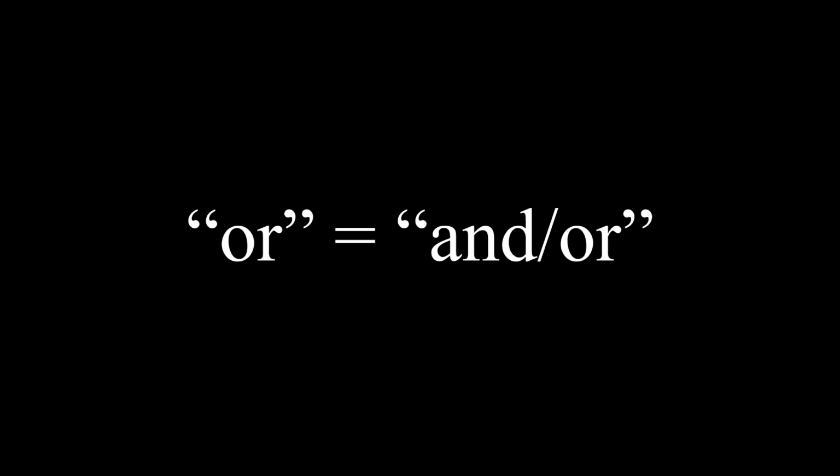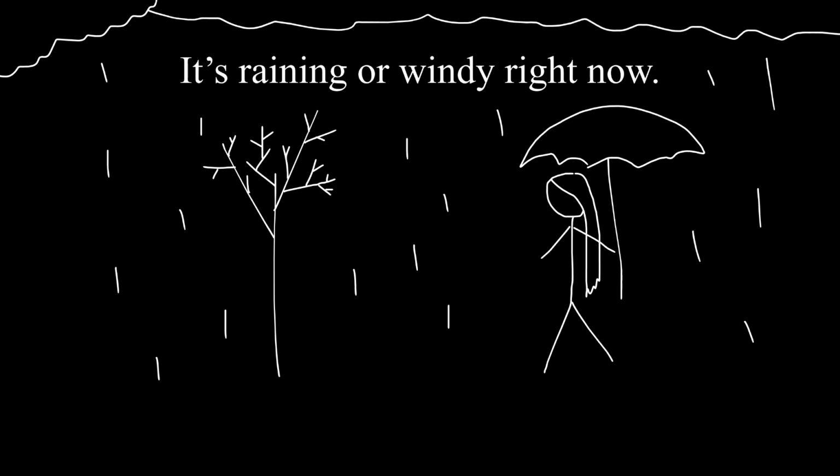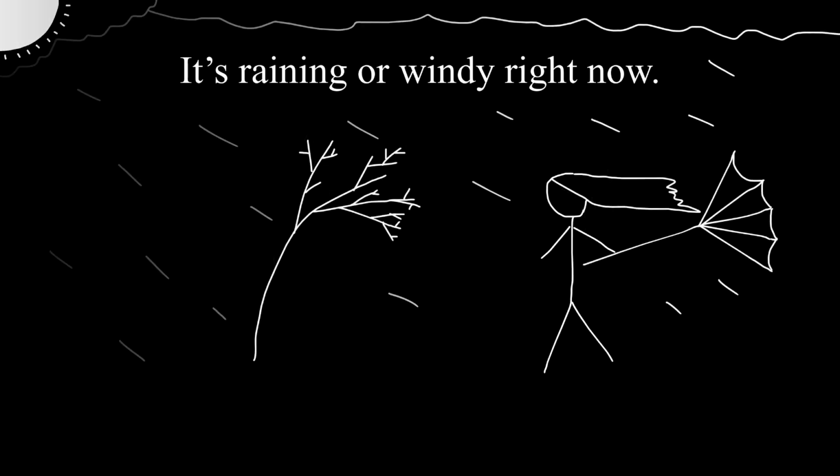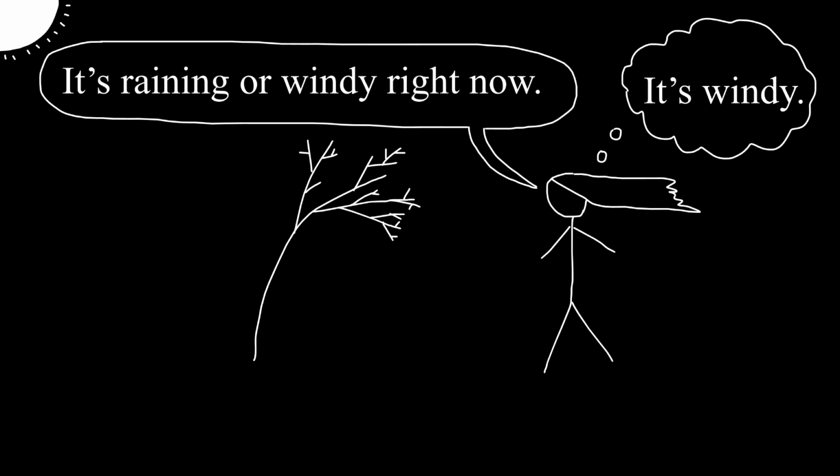That is, if I say it's raining or windy right now, it could be that it's raining, or that it's windy, or both. Mathematicians might also use "or" when they know which of the options holds. So they might say it's raining or windy right now, even when they know it's, say, windy, but not raining. If you're not used to this, it might sound a little silly.